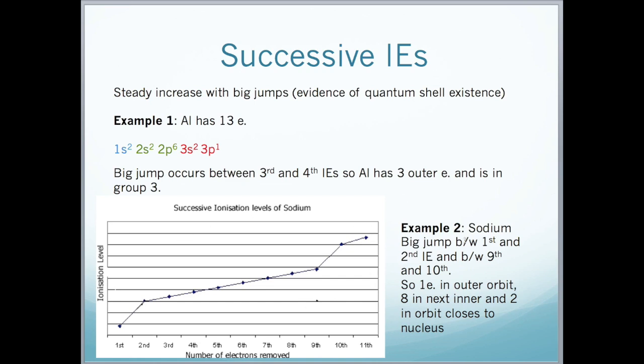In example 2 here of sodium, you can see there is a jump between the first and the second, and between the 9th and the 10th. So by looking at the jumps in the ionization energies, we can see that there is 1 electron in the outer shell, and then there are 8 in the inner, because there are no big jumps. So we have 1, 2, 3, 4, 5, 6, 7, 8. And then there is another big jump, which means we're getting closer to the nucleus, and then there are 2 in the 1s orbital.